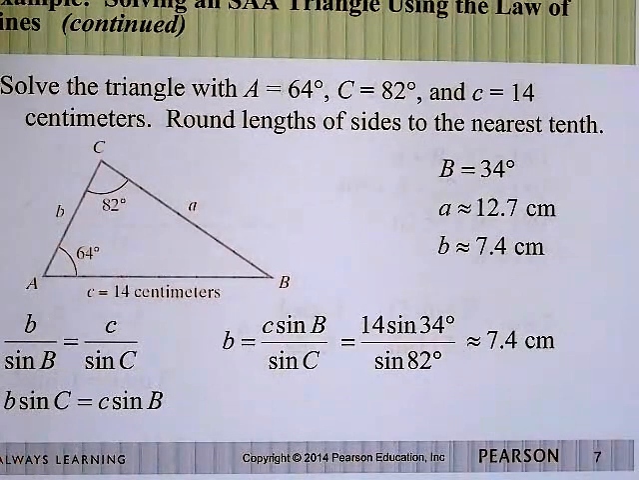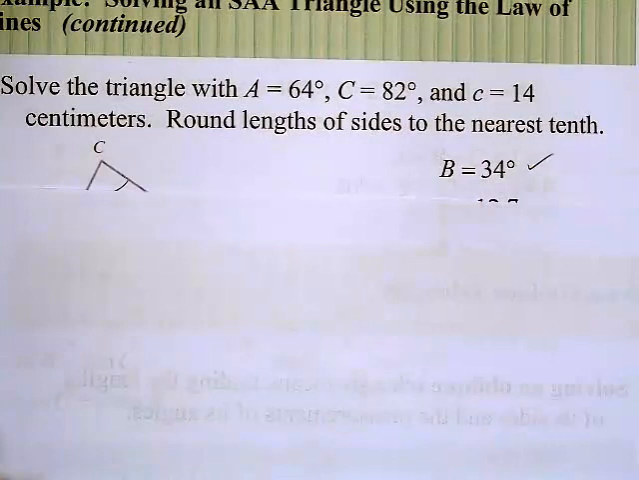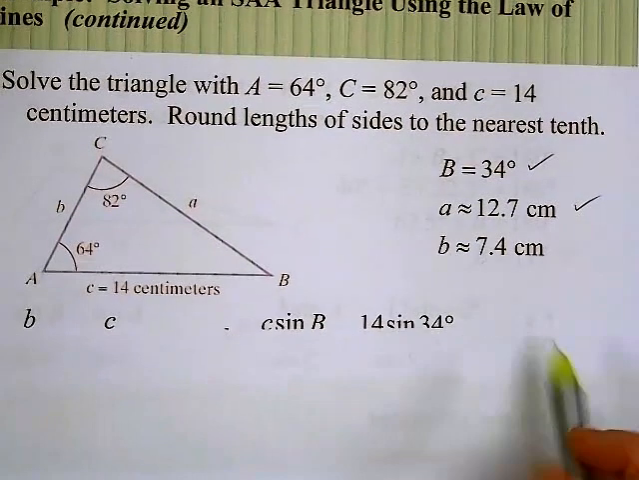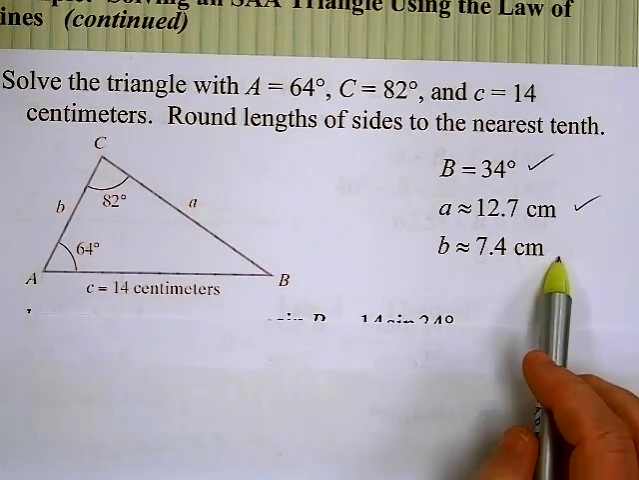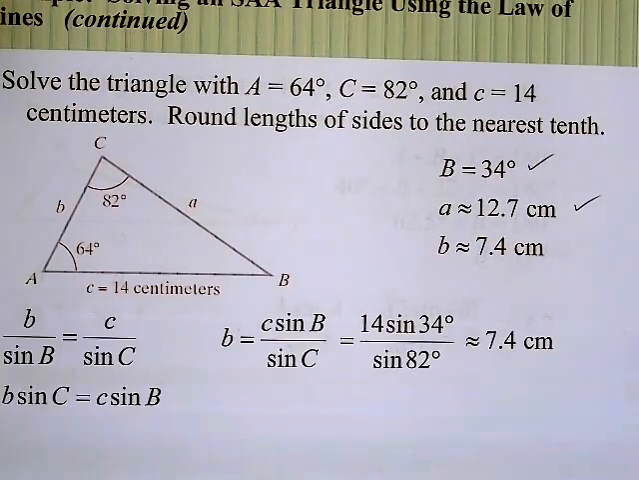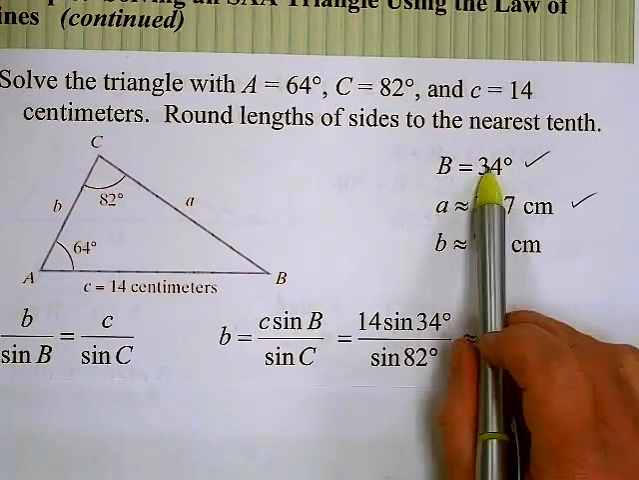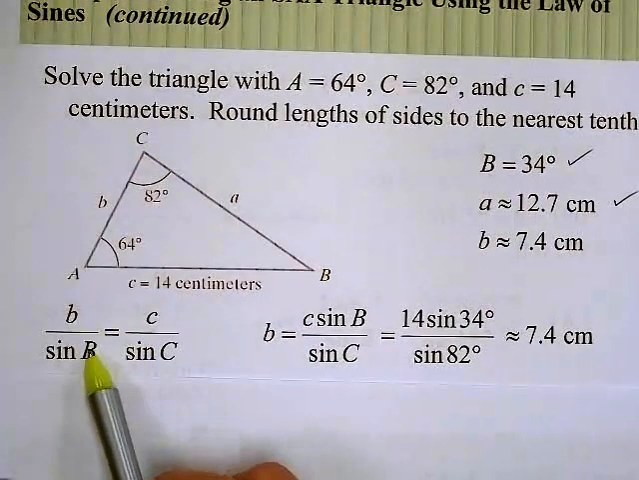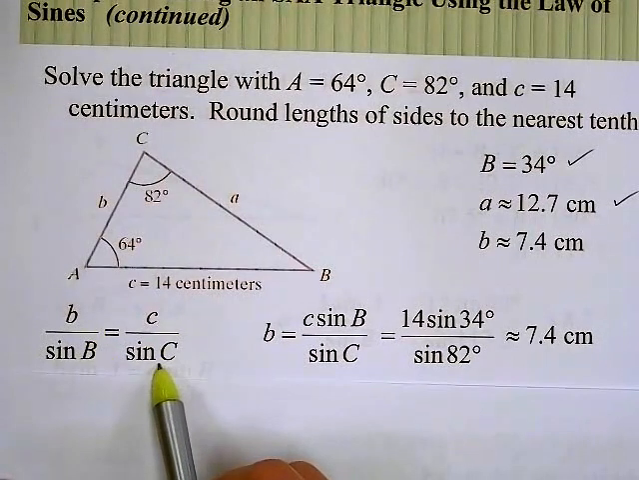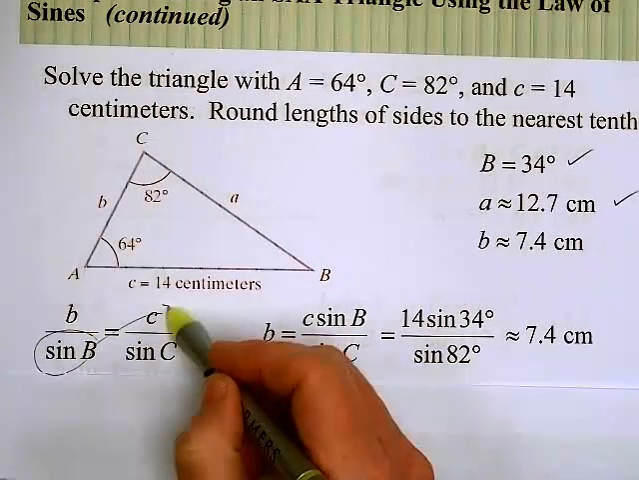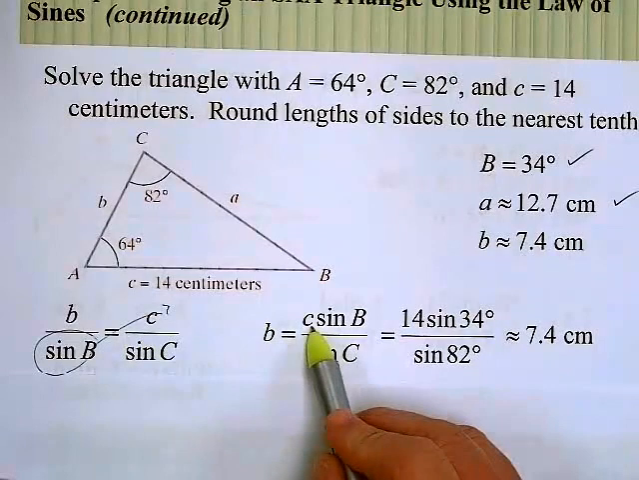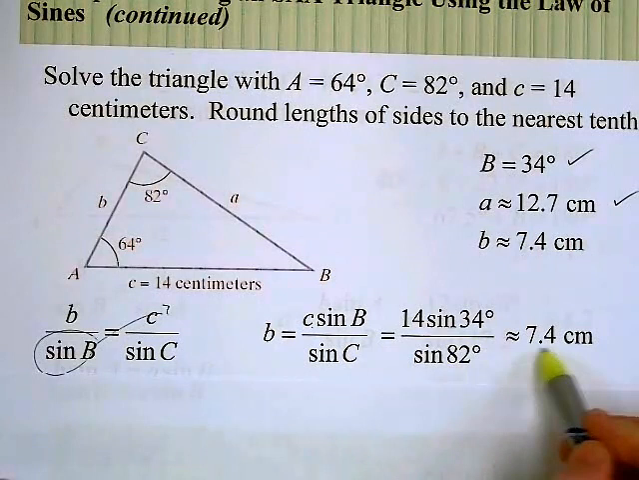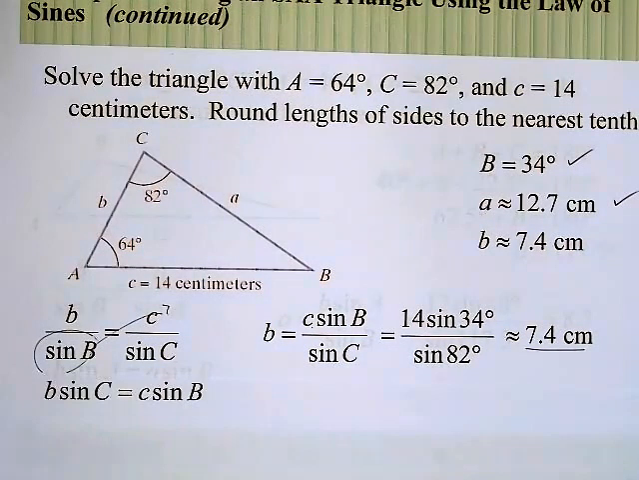So we've calculated so far that B is 34 degrees and that a is 12.7. The next thing we have to do is find b, which is 7.4. Now we have no option here. We have to use what we came up with for angle B, which is 34 degrees. We know that b over sine B is equal to c over sine C. If we use cross products, b will equal c times the sine of B over the sine of C. Plug our values in and we get 7.4 centimeters.